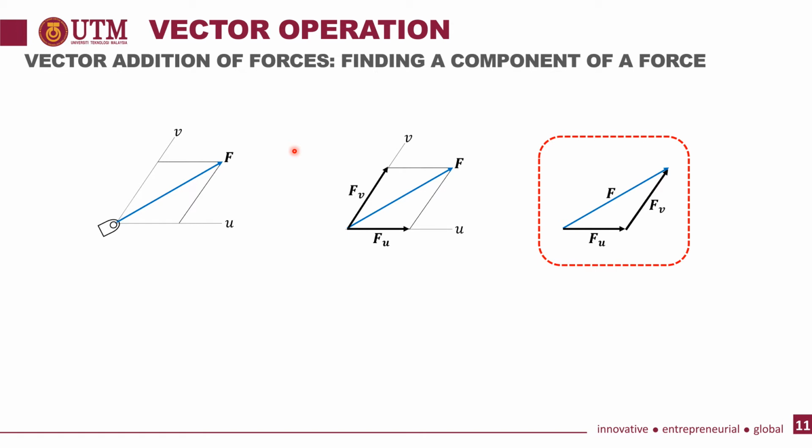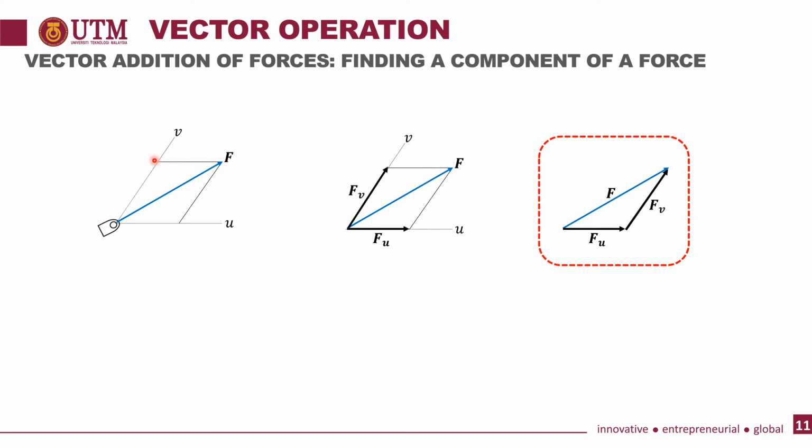Now, finding a component of a force. Let's say you have a resultant force F here, and your resultant force F moves along the axes V and U. In order to construct the forces V and U, you must start with the head of the resultant force. Then you draw the parallel line of V, which is indicated here, and the parallel line of U, which is indicated here.